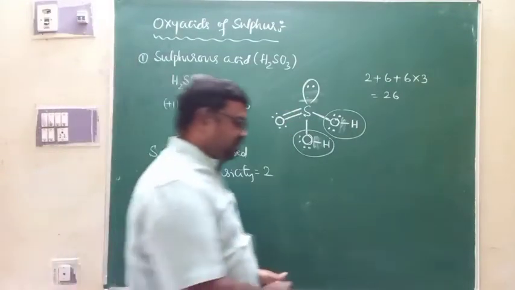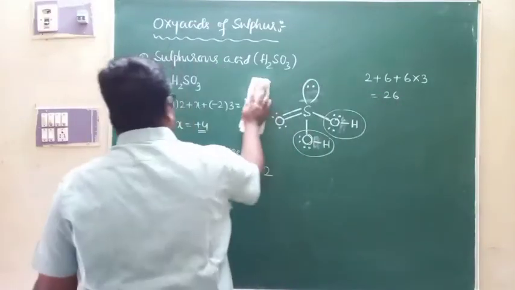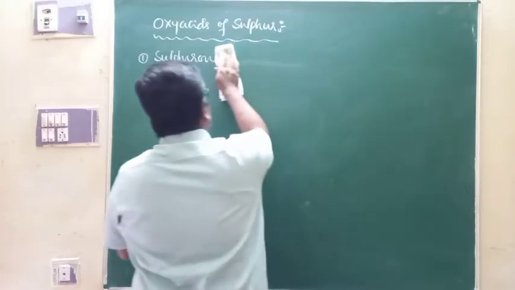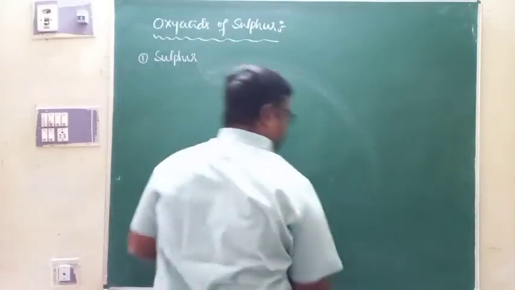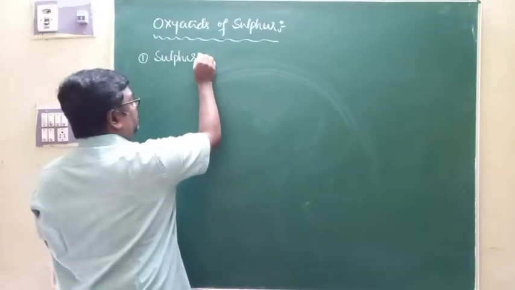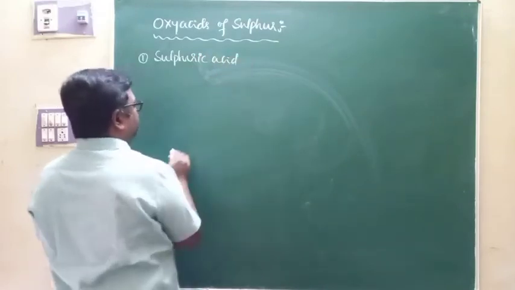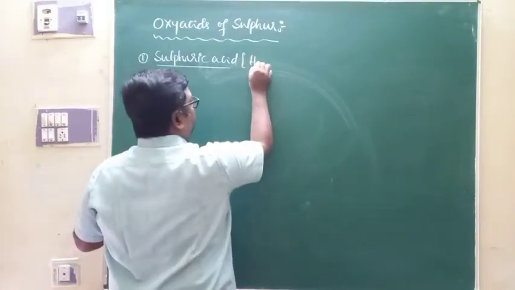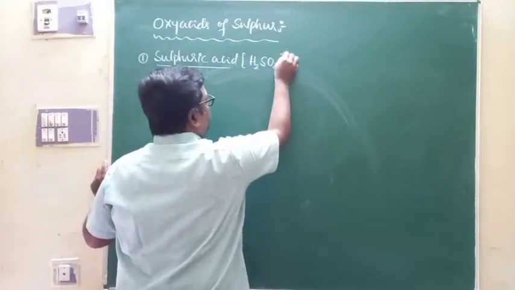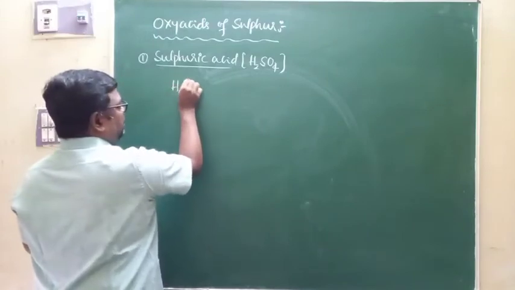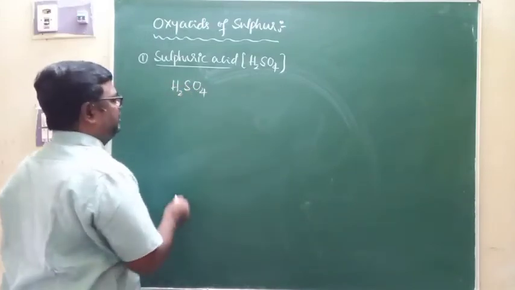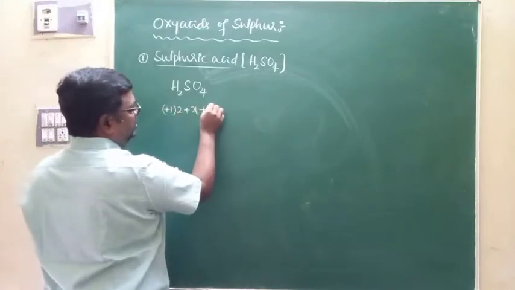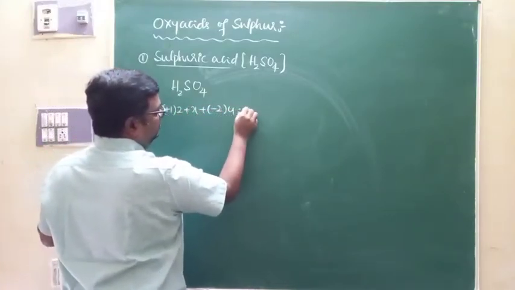Now we'll go to the structure of sulfuric acid, one more oxyacid of sulfur. Here also, the sulfur atom is sp3 hybridized. The formula is H2SO4. If I say H2SO4, what is the oxidation number of sulfur? Hydrogen +1 into 2, sulfur X, oxygen -2 into 4, that equals 0.